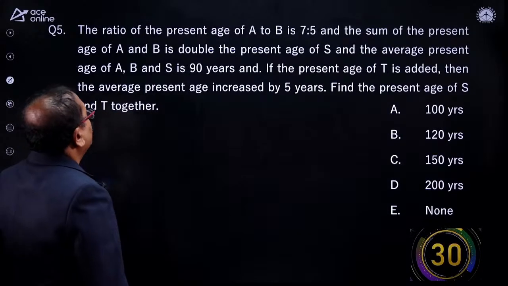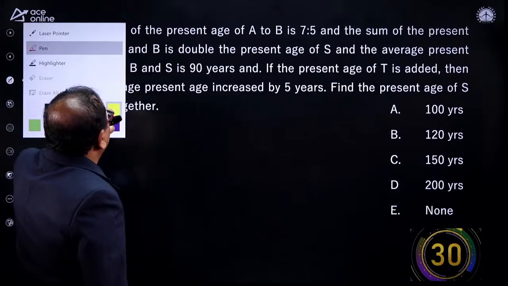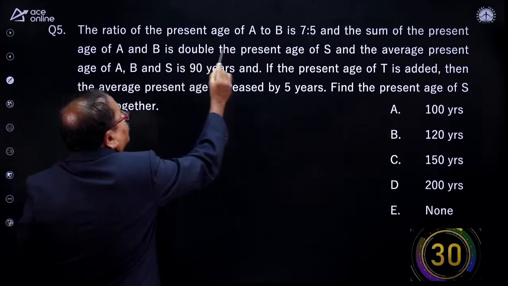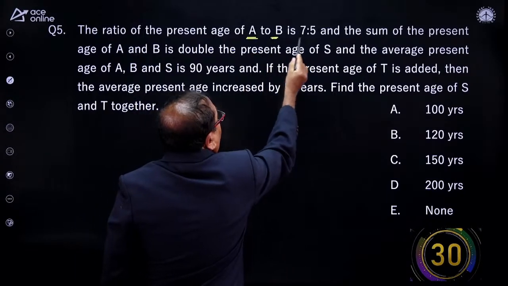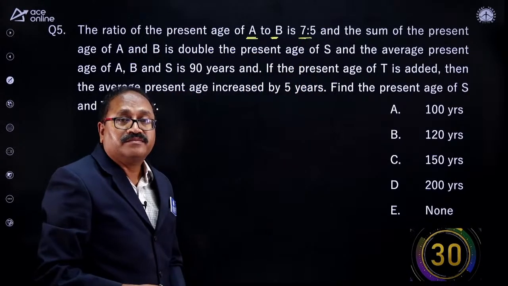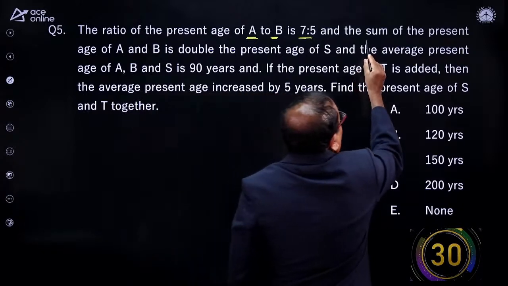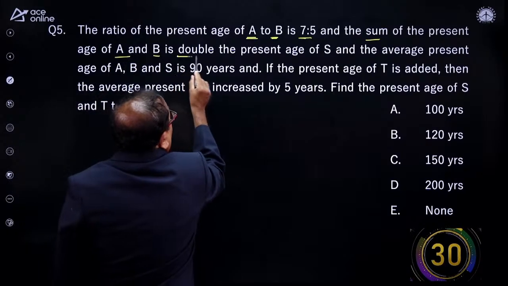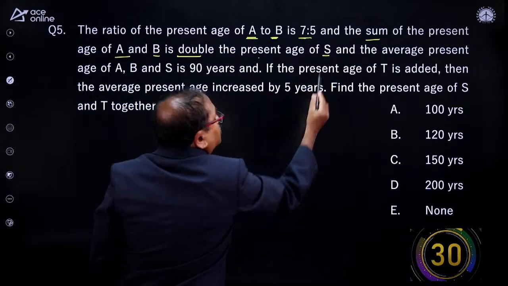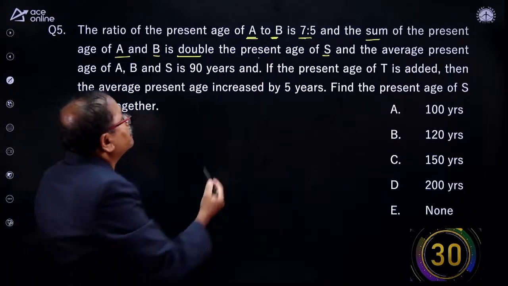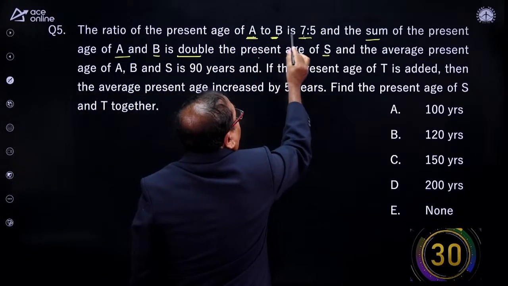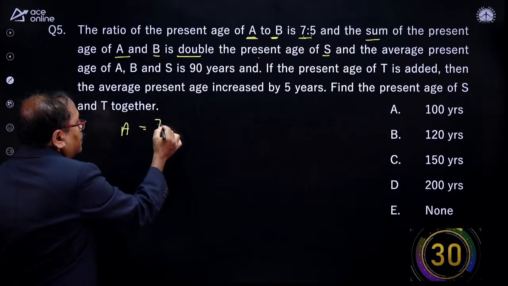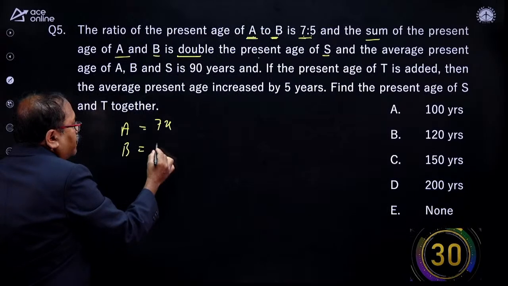Next question is here. It's a beautiful question on problems on ages. The ratio of the present age of A and B is 7:5. And the sum of the present age of A and B is double the present age of S. अगर हम इसको मान लें, A's age is 7x and B's age is 5x.